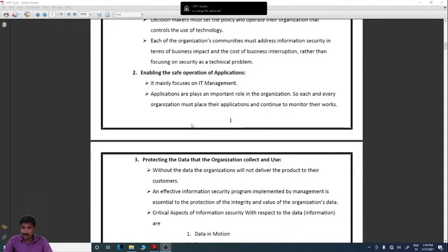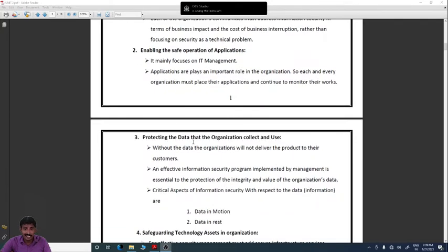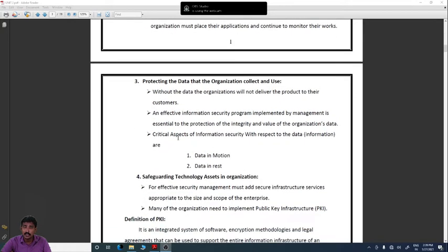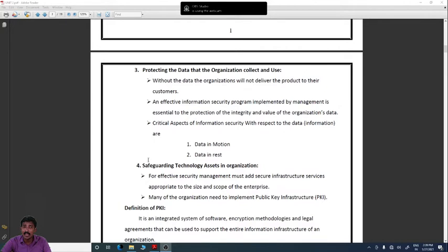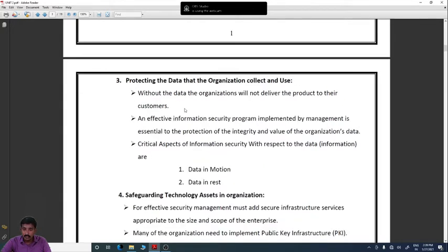This is the second functionality. And the third one is data, because we know that data plays a major role. So the major objective here is protecting the data that the organization collects and reuses.